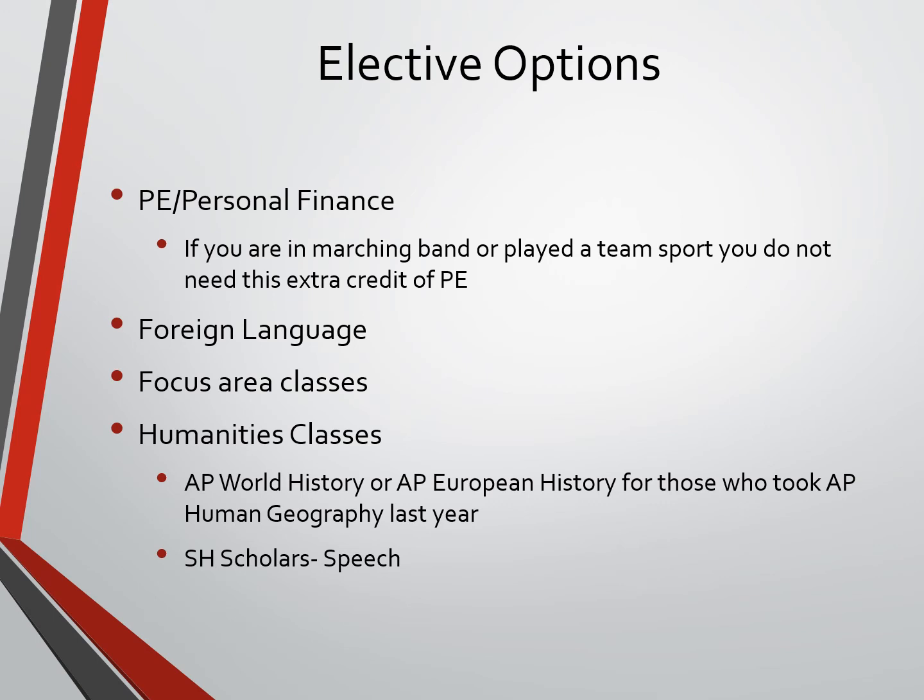We also have a wide variety of humanities courses you can focus in or just take to learn and grow as a student. If you are currently taking AP Human Geography, you should sign up for AP World History or AP European History. If you are in the Spring Hill Scholars Program and you are not taking your speech requirement this year, you should sign up to take speech. If you plan to take advanced science courses in the future, you should request research science as an elective.